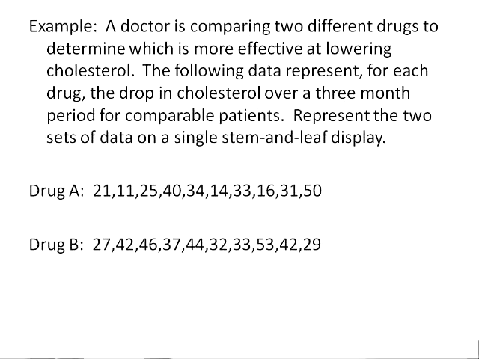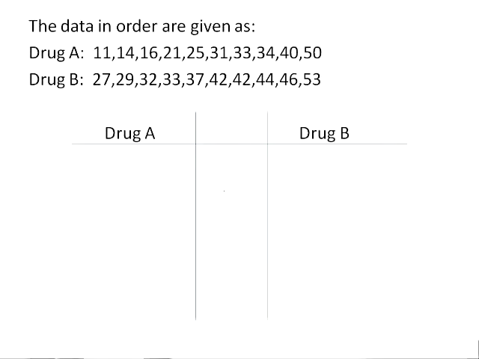B. A doctor is comparing two different drugs to determine which is more effective at lowering cholesterol. The following data represent, for each drug, the drop in cholesterol over a 3-month period for comparable patients. We're going to represent the two sets of data on one single stem and leaf display. Now on the next slide, the data has been put in order, because we will need that put in order to create the stem and leaf plot.